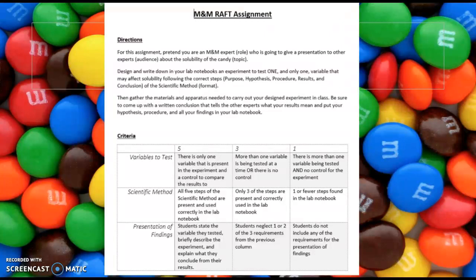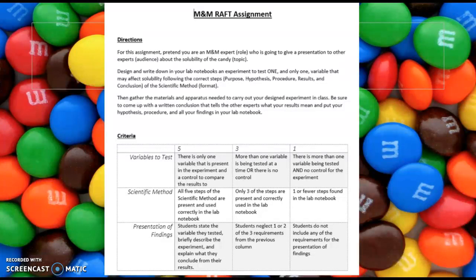Once everyone has finished, groups may begin presenting their findings to the other M&M experts in the class. This way, students will know what the other groups discovered about solubility, and a class conclusion on the solubility of M&Ms based on all their experiments can be created. This is the end of the lesson, and I will close with a discussion on how your findings compare to the information found in the handout.